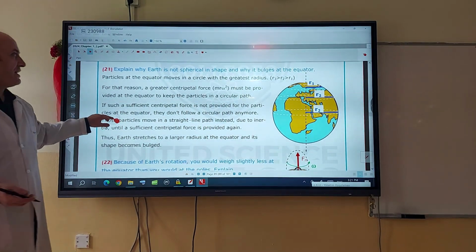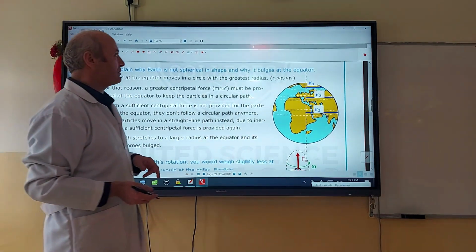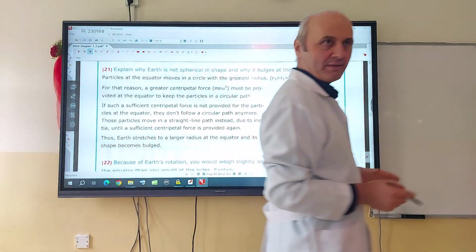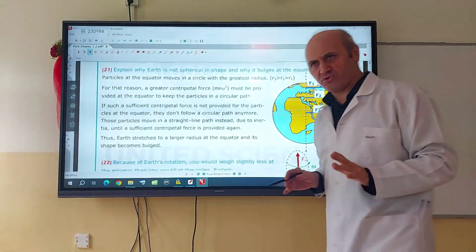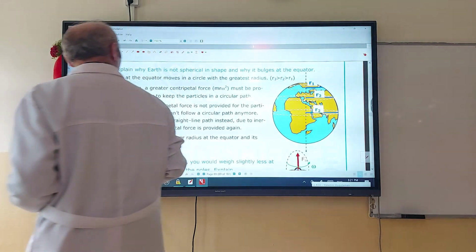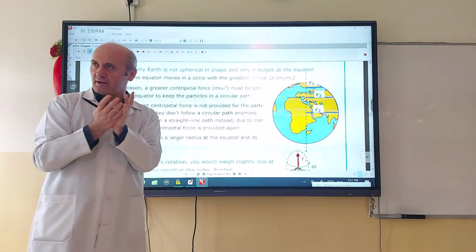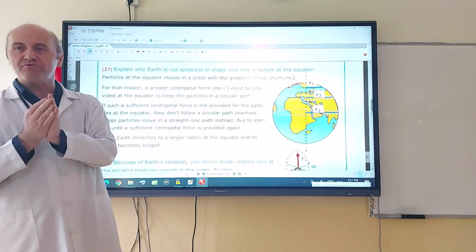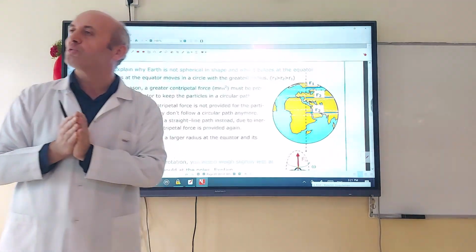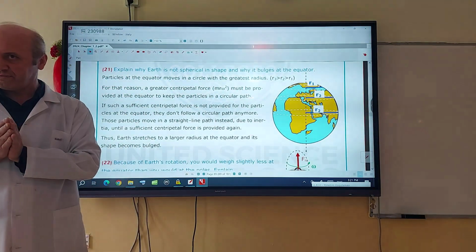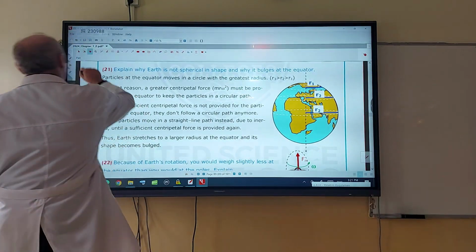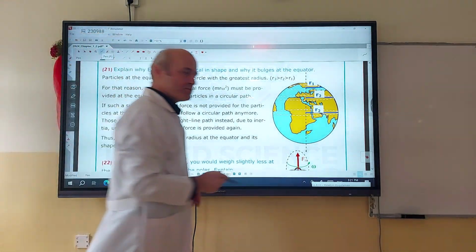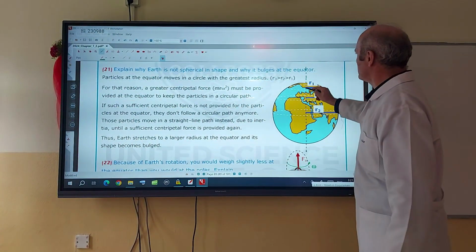Explain why Earth is not spherical in shape, but is bulged at the equator. This is about circular motion. We know that Earth is a sphere and it's a rigid object. And we know in rigid objects, angular rotational quantities are the same for every point. Now think about the rotational motion of Earth. Earth is rotating about an axis passing through the poles.